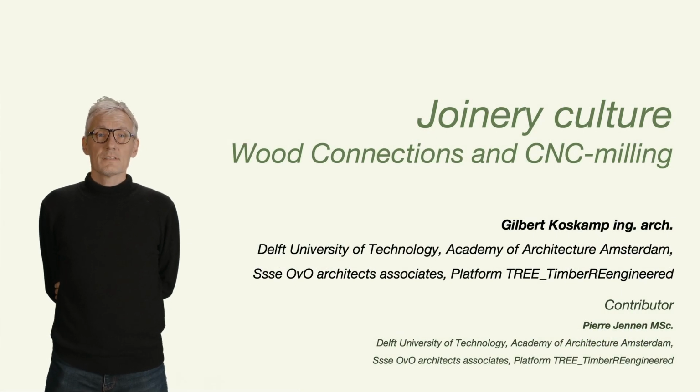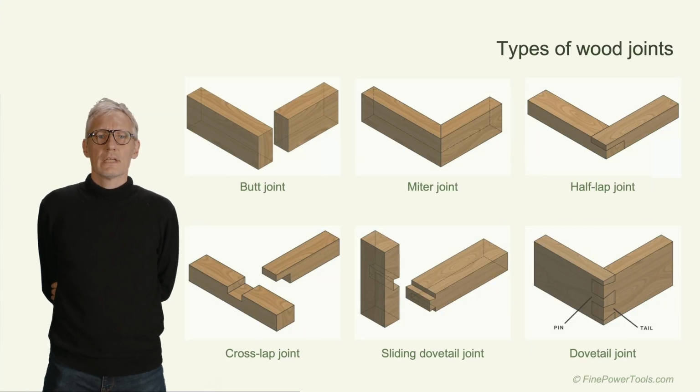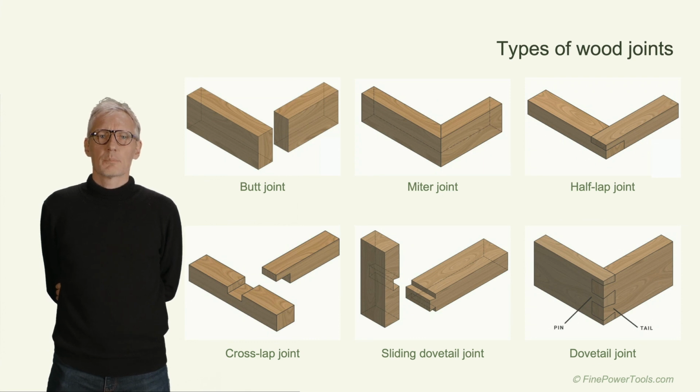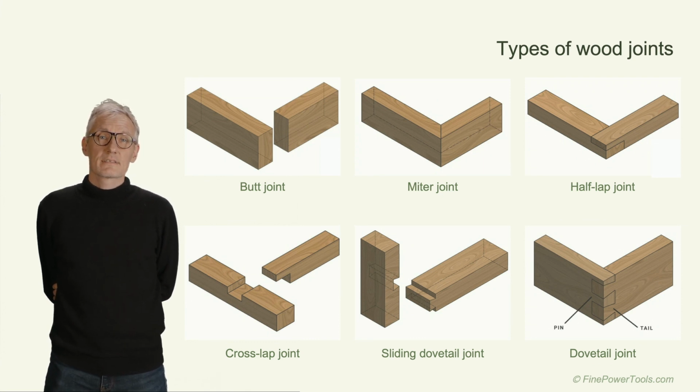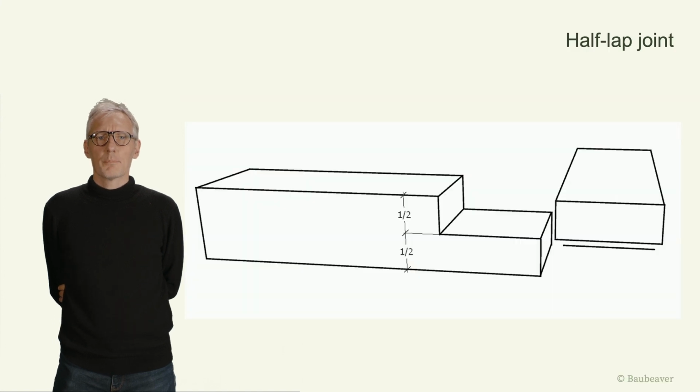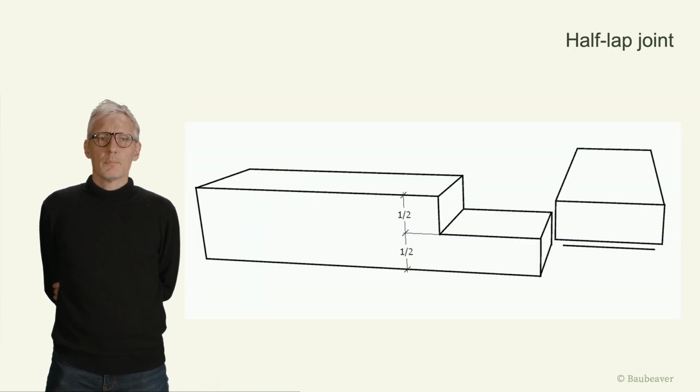Hello! In this video we will look at the relation of wood connections and CNC milling. Joinery is a crucial component in timber construction. Techniques like mortise and tenon, dovetails and lap joints have long been employed to form strong, durable connections between wooden elements. In a half lap joint, half of the beam width is cleared away.